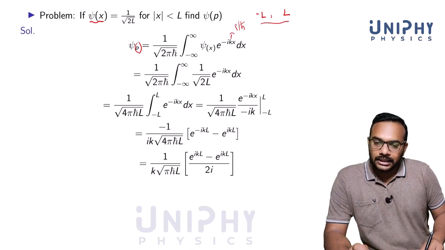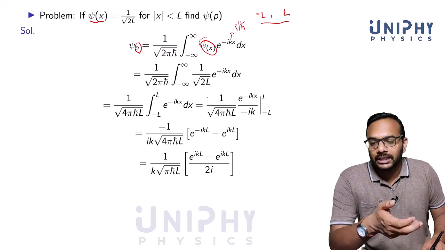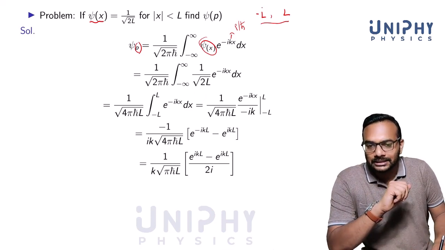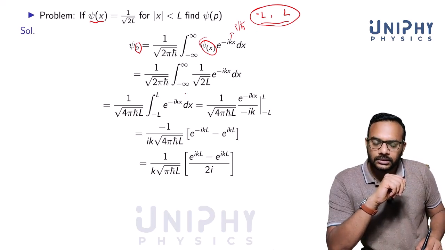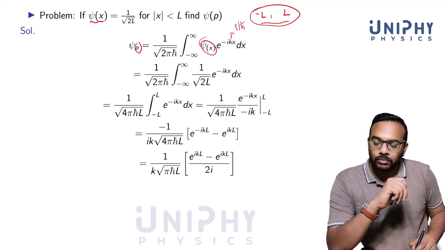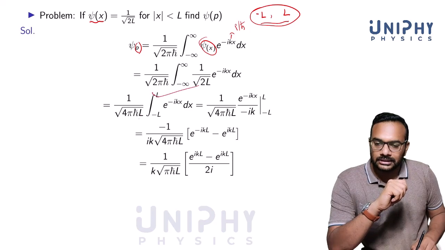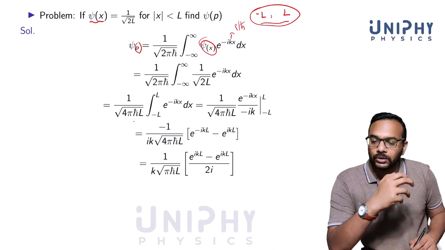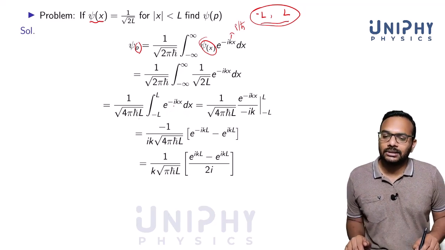You just substitute this psi of x that's given here: minus infinity to infinity of 1 by square root of 2l e raised to minus ikx dx. But you don't have to integrate from minus infinity to infinity because the range is given here, it's minus L to L. Let's assume that it's 0 everywhere else. So it becomes minus L to L e raised to minus ikx dx. You pull this outside and combine it here: it's 1 by square root of 4 pi h cross L, integral from minus L to L of e raised to minus ikx dx.